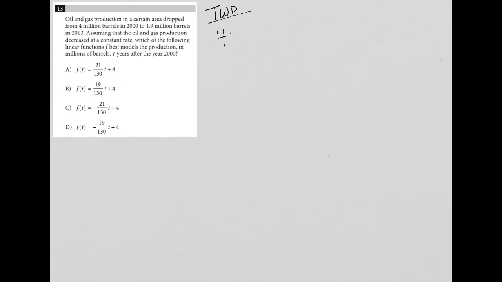So I'm going to say 4 million. This was in the year 2000. And we have 1.9 million, and this is in the year 2013. Assuming that the oil and gas production decreased at a constant rate, which of the following, okay, so constant rate decreased, that's very interesting. Which of the following linear functions, okay, that's also very interesting.